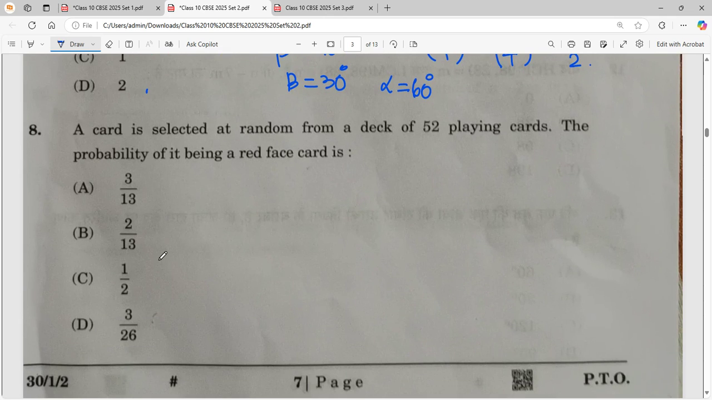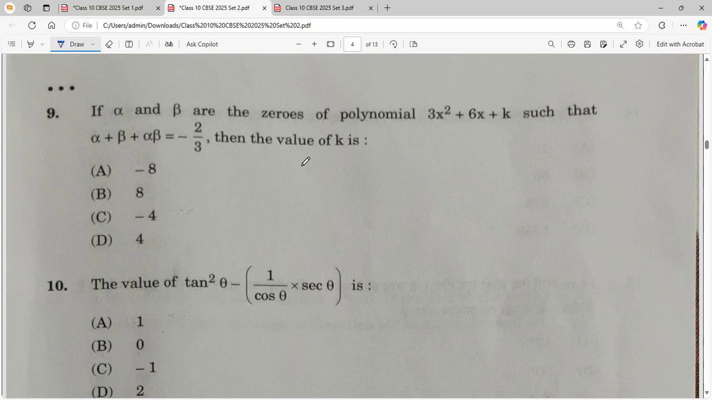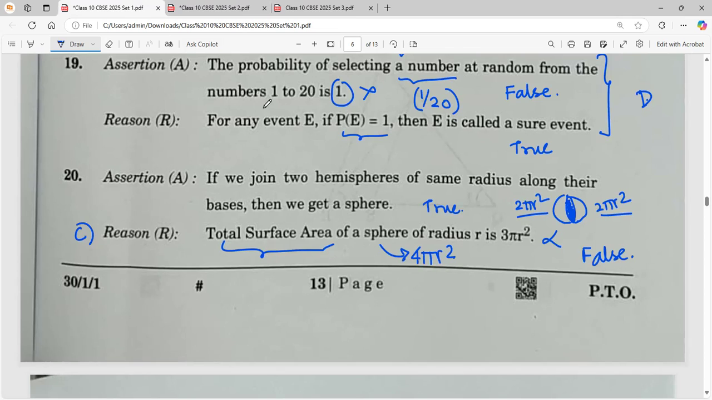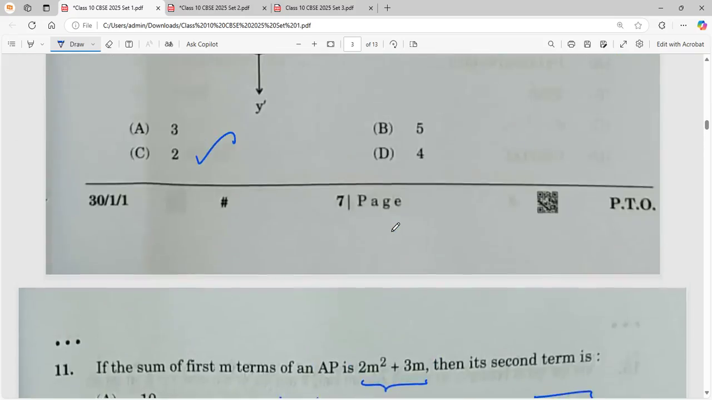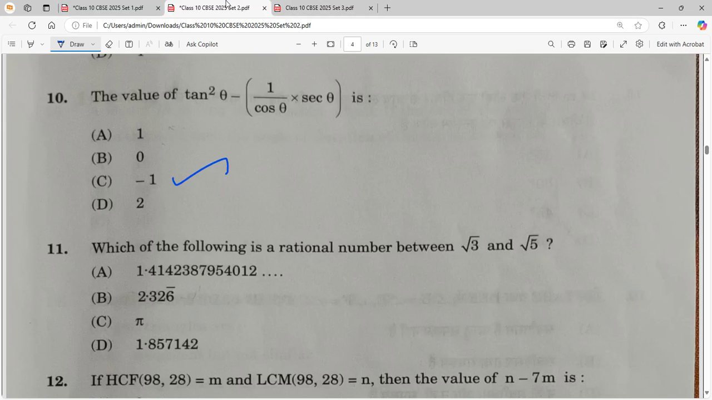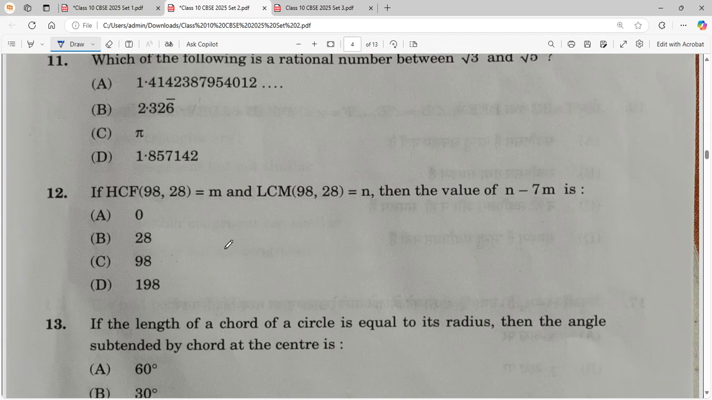A card is selected at random from a deck of 52 playing cards. We have done this question. Red face card, we have already done this. If alpha and beta, I think this question, question 10, is also already done. The answer for question 10 is -1, I suppose. Yes. Question 11 is already done. Question 12 is already done.